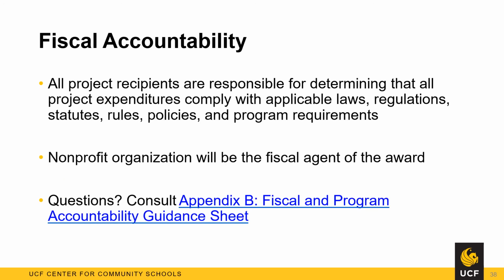Fiscal accountability. All project recipients are responsible for determining that all project expenditures comply with applicable laws, regulations, statutes, rules, policies, and program requirements. The nonprofit organization will be the fiscal agent of the award. If you have additional questions, please refer to Appendix B, the Fiscal and Program Accountability Guidance Sheet. As a reminder, at the end of the project year, any unspent funds must be returned to the Florida Department of Education. Any remaining award dollars are not permitted to be extended or carried forward.